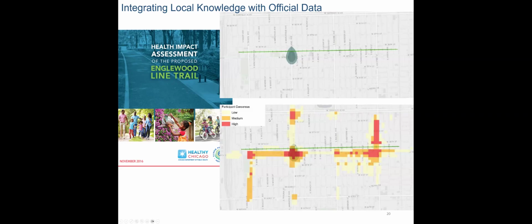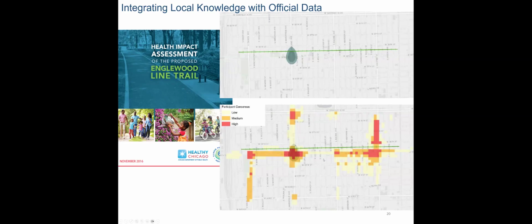And so we used that local knowledge mapping with Chicago Department of Public Health and people who lived in this neighborhood. We gave them a paper Google map and said, okay, you tell us all the places where you don't feel safe crossing the street, because we want to make sure that you feel safe getting in to use this trail. And sure enough, there was only one of the places they identified.